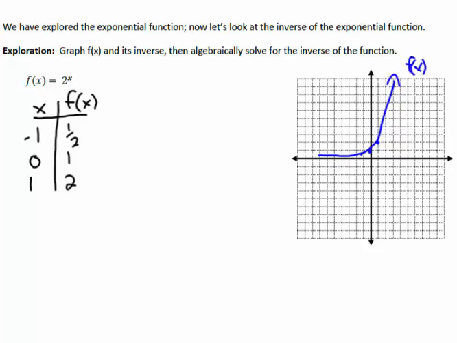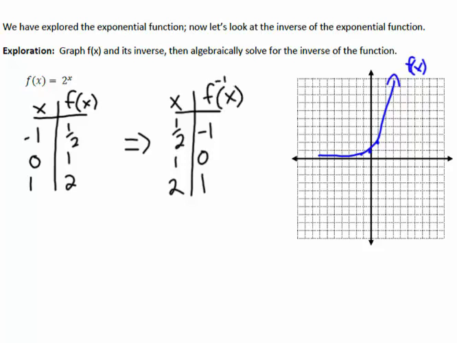Well, what if we want to take this function and find its inverse? And remember, the inverse of a function, the coordinates just switch. Instead of being x and y, it's now going to be y and x. So our new coordinates will just swap. Instead of being at -1, 1/2, we'll be at 1/2, -1. Instead of being at 0, 1, we'll be at 1, 0, and 2, 1. And this would be our x coordinate for our inverse of our function.